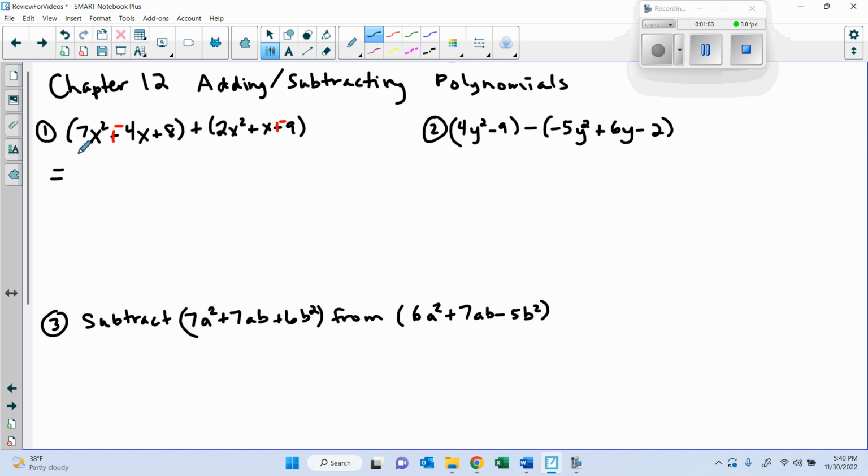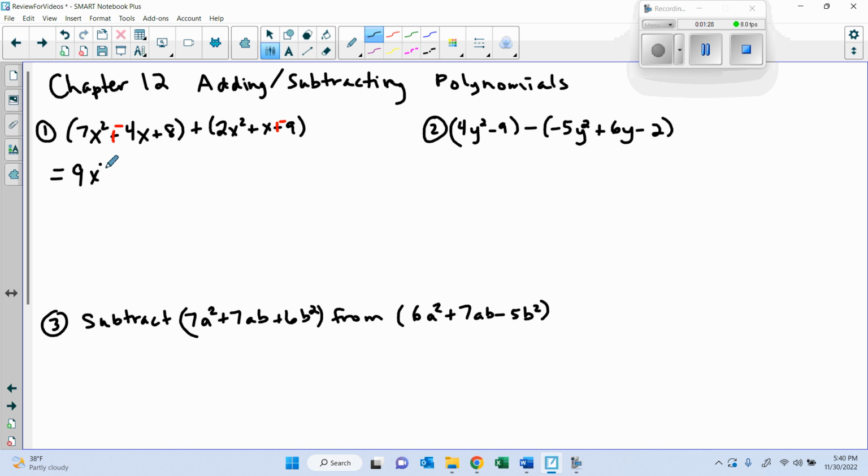So all I do is start over here in the first one. I see a 7x squared, and I just look through all the terms and see if I see another x squared. So I have 7x squared, and you can do the underline thing if you want, or there's not that many terms, just look at them. I have 7x squared plus 2x squared, so that means I have 9x squared.